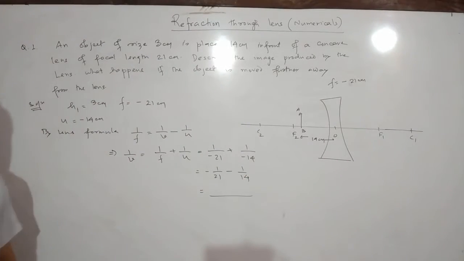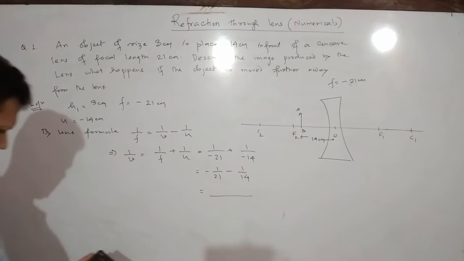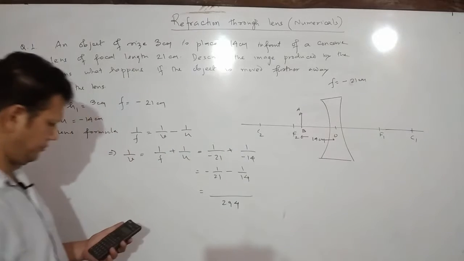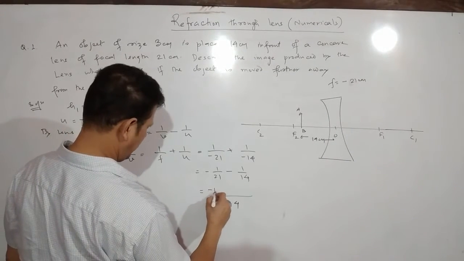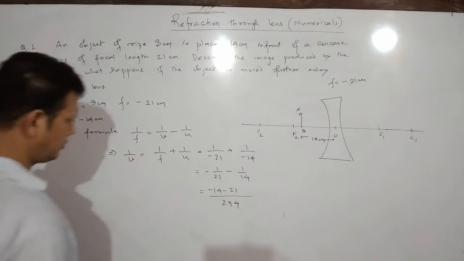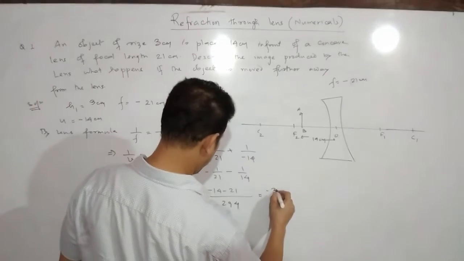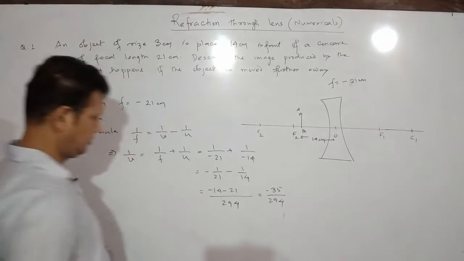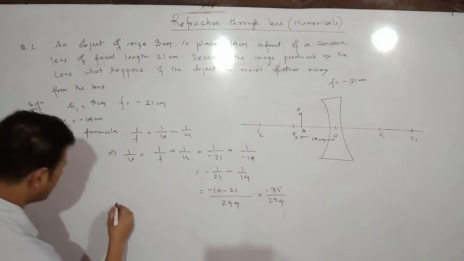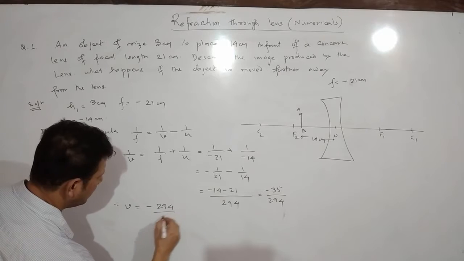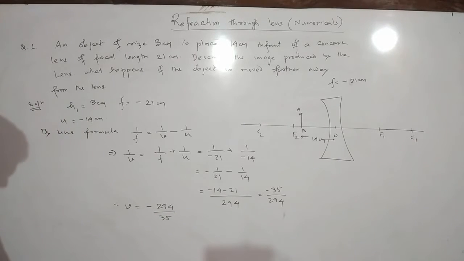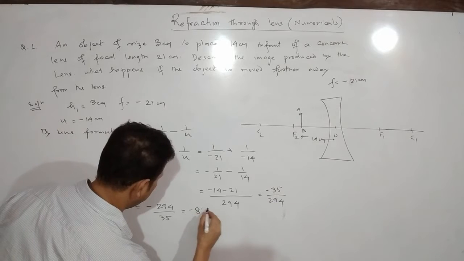So you have to calculate with 21 and 14. If you take the LCM, 294, then minus 14 minus 21, which is equal to minus 35 by 294. Therefore, v is equal to minus of 294 by 35. 294 divided by 35 is 8.4, so v is minus 8.4.